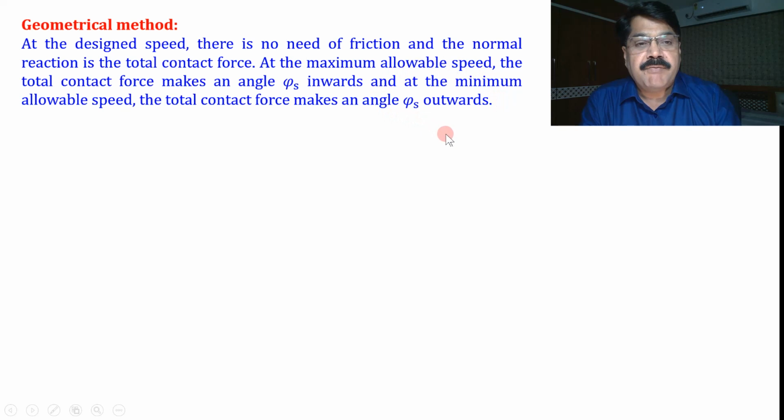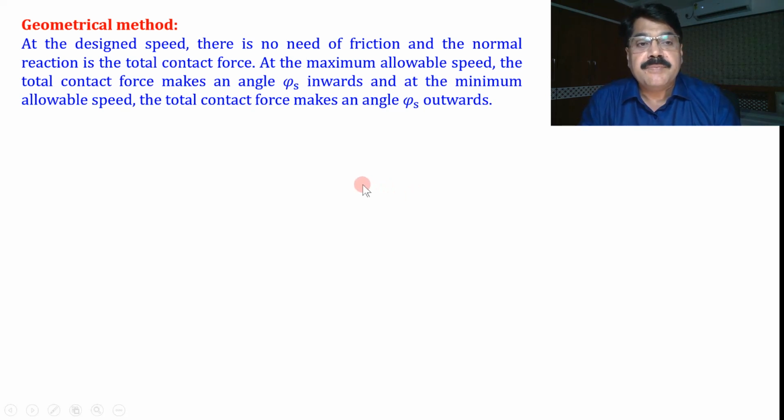These things are very easy to understand because when the speed is higher, the vehicle has an outward sliding tendency and friction will be inward, so R will tilt inward. For minimum speed, the vehicle has an inward sliding tendency, friction is outward, so R has an outward tilt. For the extreme values, R will make angle phi s inward for maximum speed, and angle phi s outward for minimum speed, and we'll account for that.